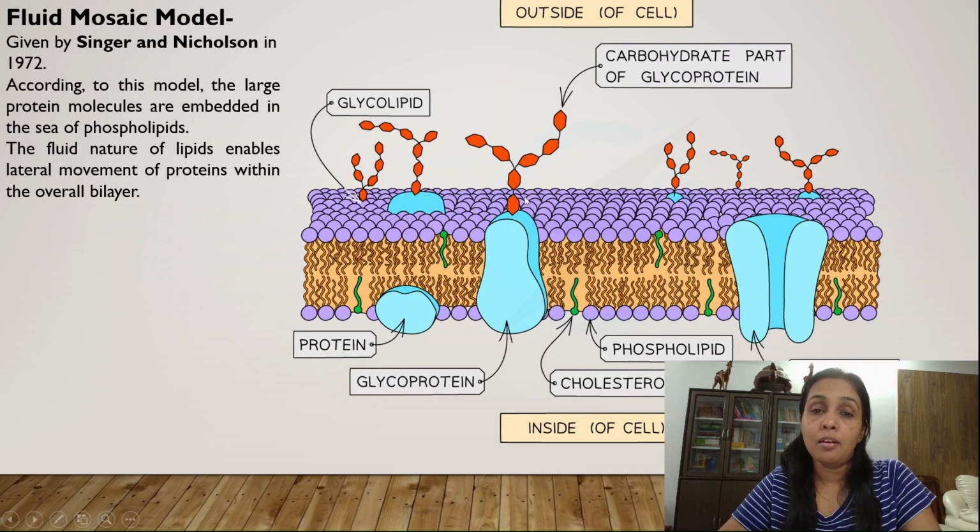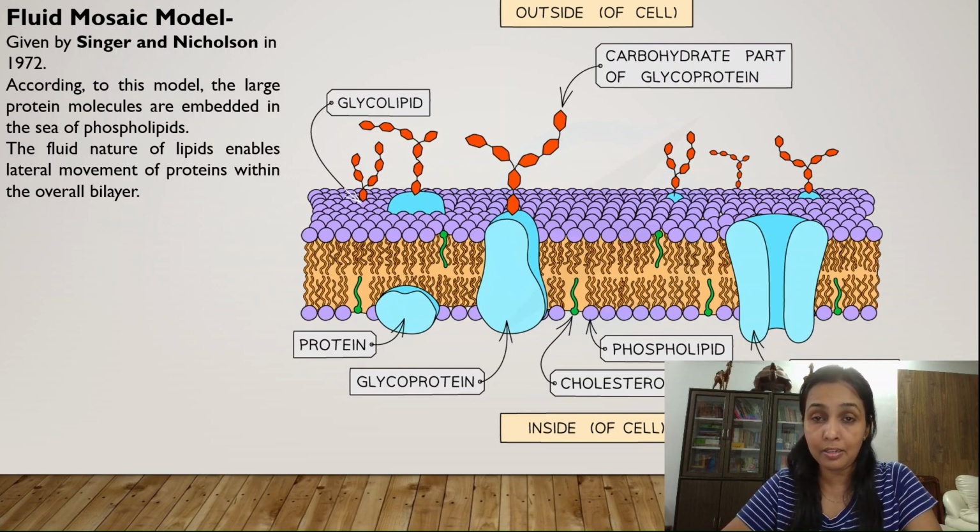Now, along with lipids and proteins, carbohydrates are also found in the cell membrane. The carbohydrates are attached on the surface of the cell membrane. When they are attached to the proteins, they are known as glycoproteins, and when they are attached to the lipids, they are known as glycolipids. Both glycolipids and glycoproteins act as receptors or signals for the cell membrane.